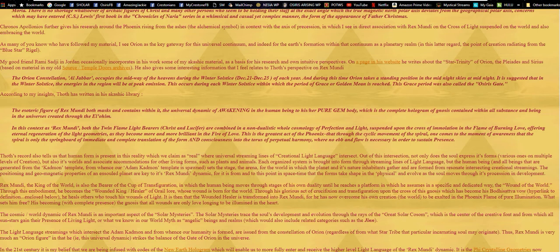In this context, as Rex Mundi, both twin flame light bearers, Christ and Lucifer, are combined in a non-dualistic whole cosmology of perfection and light, suspended upon the cross of immolation in the flame of burning love, offering eternal regeneration of the light geometries as they become more and more brilliant in the fire of love. This is the greatest act of the phoenix, that through the cyclic movement of the spiral, one comes to the moment of awareness that the spiral is only the springboard of immediate and complete translation of the form and consciousness into the torus of perpetual harmony, where no ebb and flow is necessary in order to sustain presence.